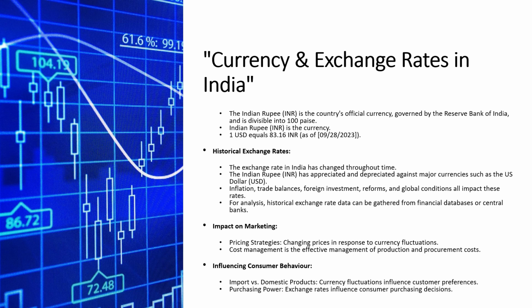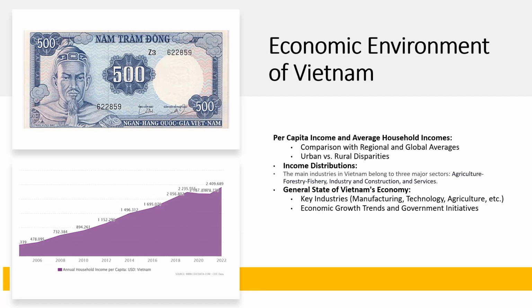Cost management is the effective management of production and procurement costs. Influencing consumer behavior is another point, where import versus domestic products and currency fluctuations influence customer preferences and purchasing power, like exchange rates influencing consumer purchasing decisions. So this is all about the Indian market, the Indian economy, and its financial environment. Now let's come to the Vietnam part, and the economic environment of Vietnam.